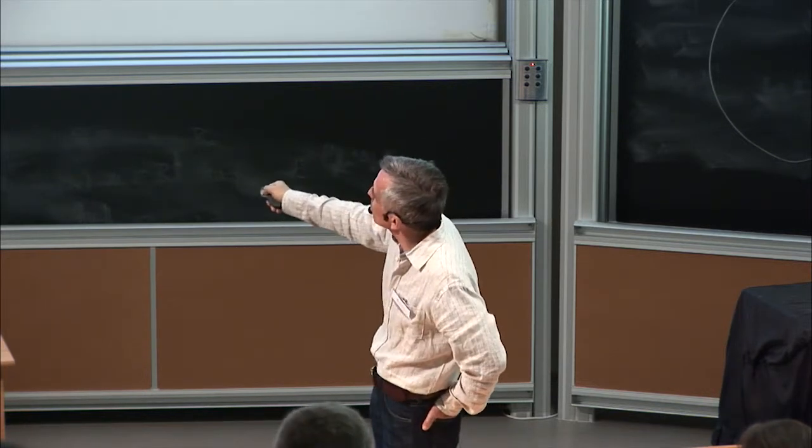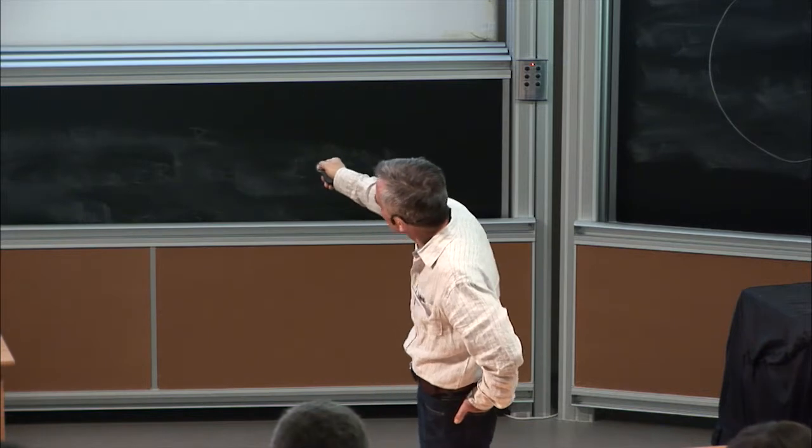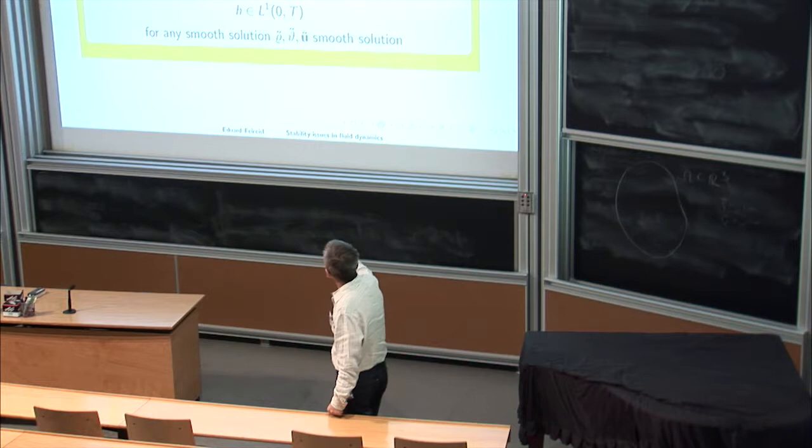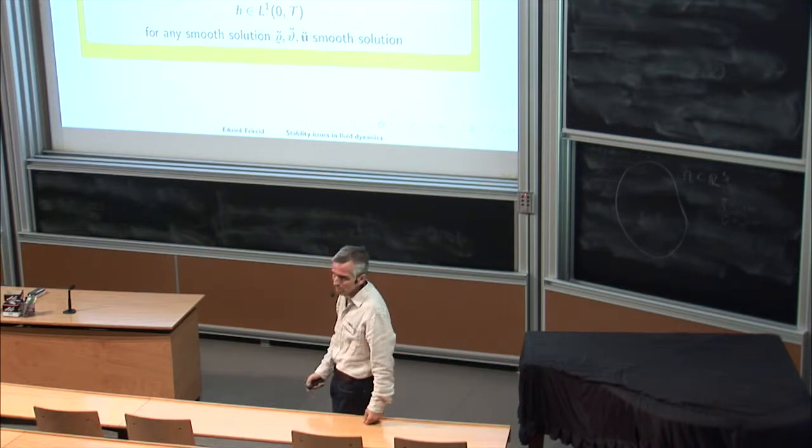So you require your E to be chosen in such a way that if you evaluate the difference of the value of E between two times, then it is less than or equal to the integral from tau1 to tau2, integrated over this time, times some function, maybe L1 on (0,T), times the value of this relative entropy. So if you have this, and this should be true, okay, you don't expect this to be true for any trio of smooth functions, but it should be true for any smooth solution of the same problem.